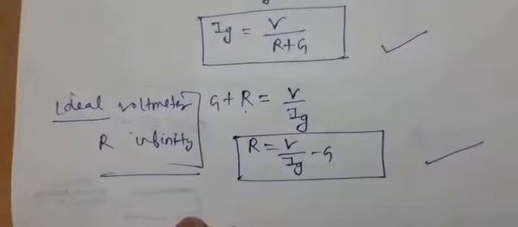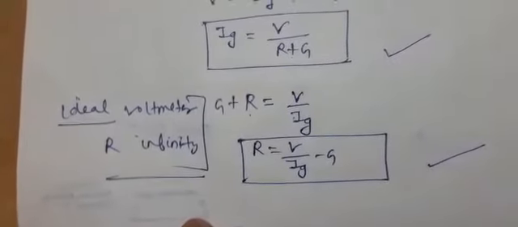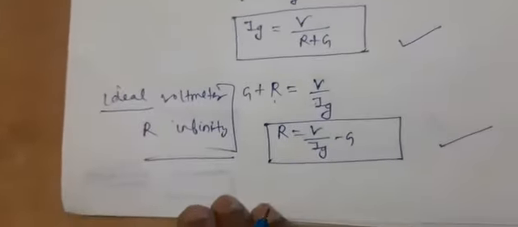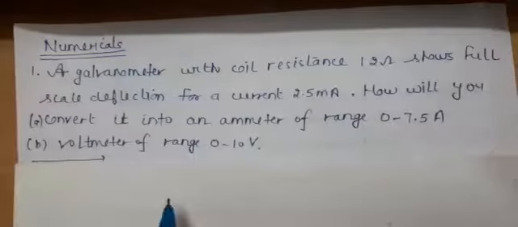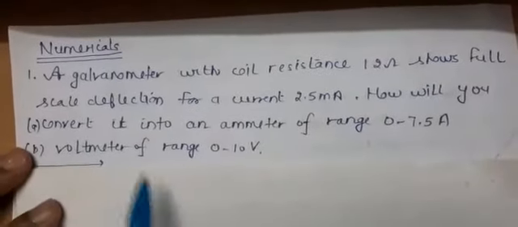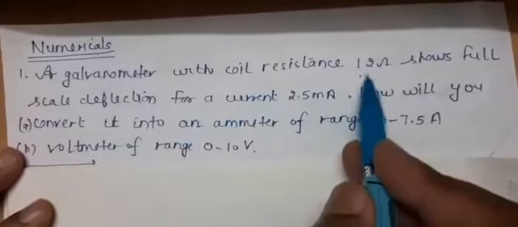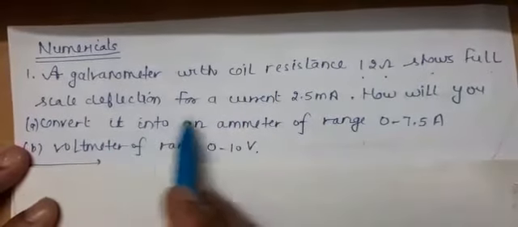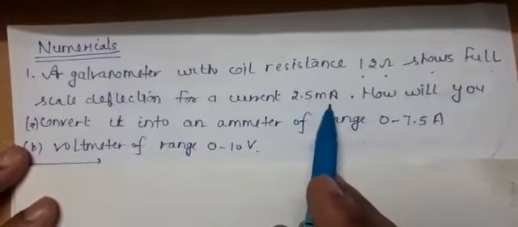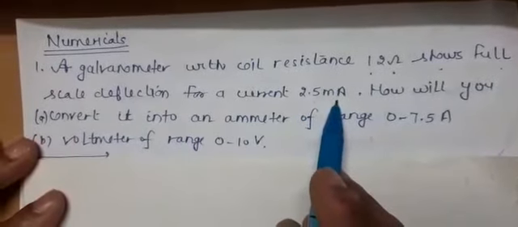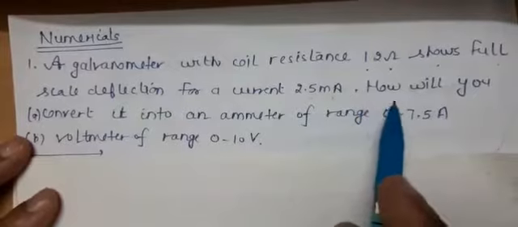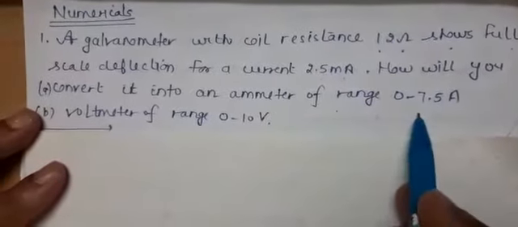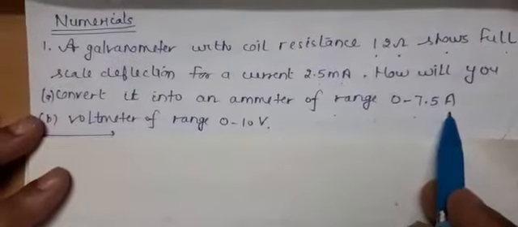So now we have discussed the basic method of conversion of galvanometer into ammeter and voltmeter. Now after this I will discuss few numericals. So first numerical: a galvanometer with coil resistance 12 ohm, G is given to be 12 ohm, shows full scale deflection for a current of 2.5 milliampere. Full scale deflection means Ig current is given. How will you convert it into an ammeter of range 0 to 7.5 ampere?